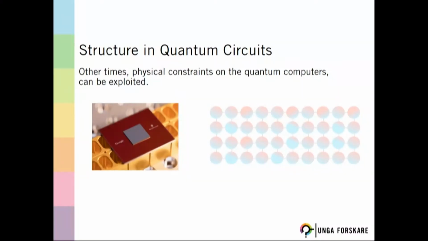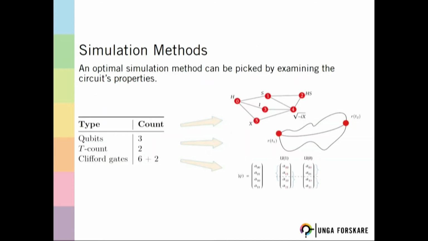So for example, on screen, there is a quantum computer from Google. And what's special about this is that the quantum bits are laid out in a grid, and only the bits that are right next to each other in the grid can interact with each other.